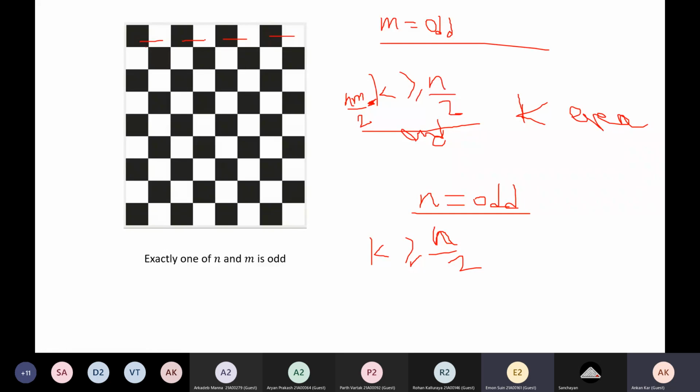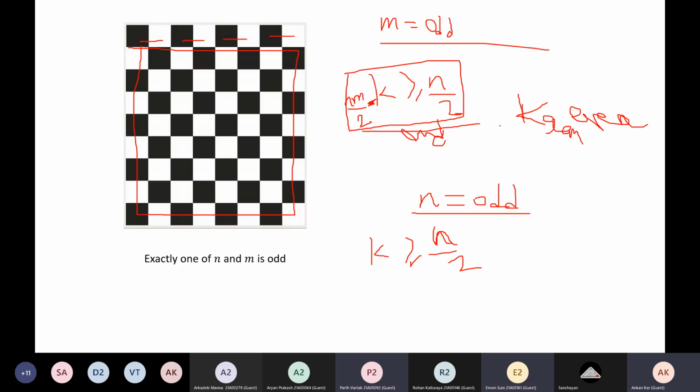Sorry, this k is not even. Actually, this is the remaining k, for this region. The remaining k is even, and this must be greater than or equal to n by 2. And their summation can be odd.